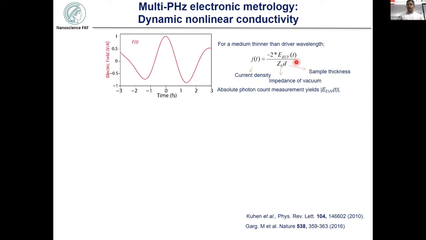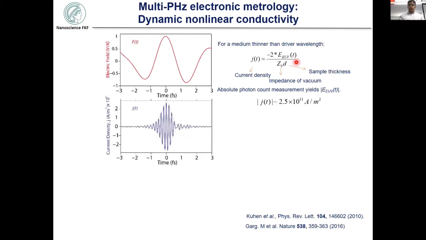And since we know the EUV pulse in our experiment and its temporal profile, if we calibrate the peak strength of the EUV pulse, which can be done by precise calibration of the photon yield of EUV pulses in the experiment, we can retrieve the current density which we induce in the bulk solid, which gives rise to EUV emission. And this is an extremely high current density that we are inducing.